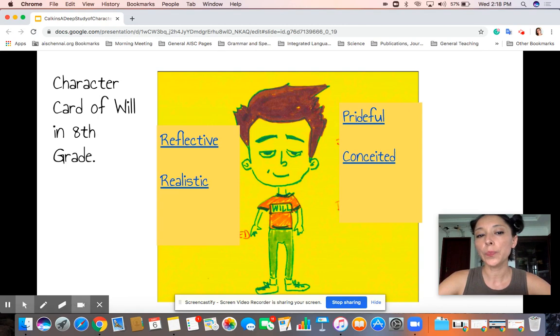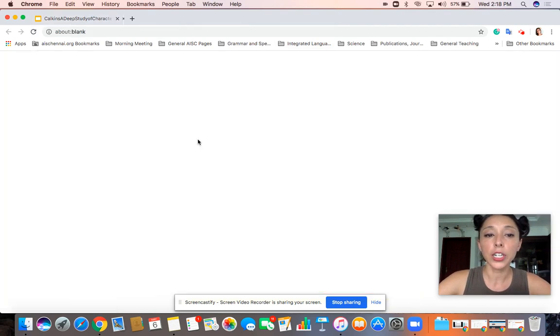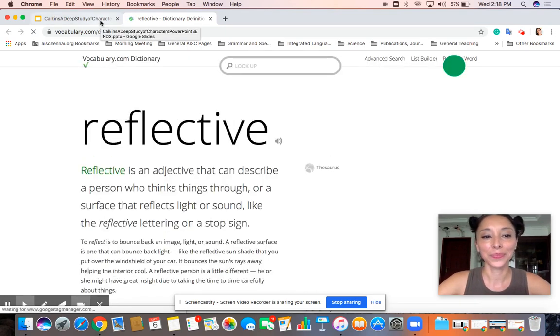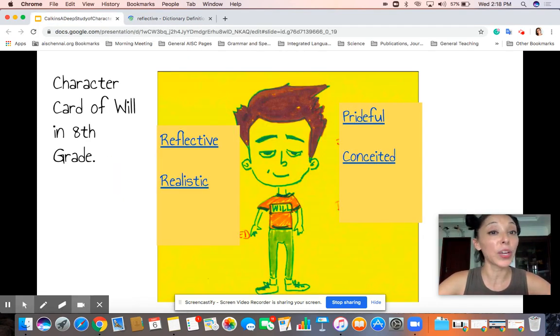Just so you know, if you don't understand these words, you can open the reading slides and click on these words, and they're linked to a dictionary. So use the reading slides to help you as you work.